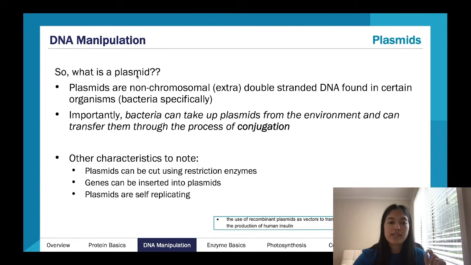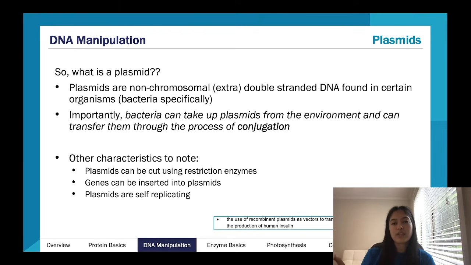So in terms of plasmids, basically in a bacteria, they have one circular chromosome. So just one circular chromosome. They also have these other little tiny sections of DNA called plasmids, just little small extra circles of DNA. So they're a circle. They're not long strands like ours. They're a circle.